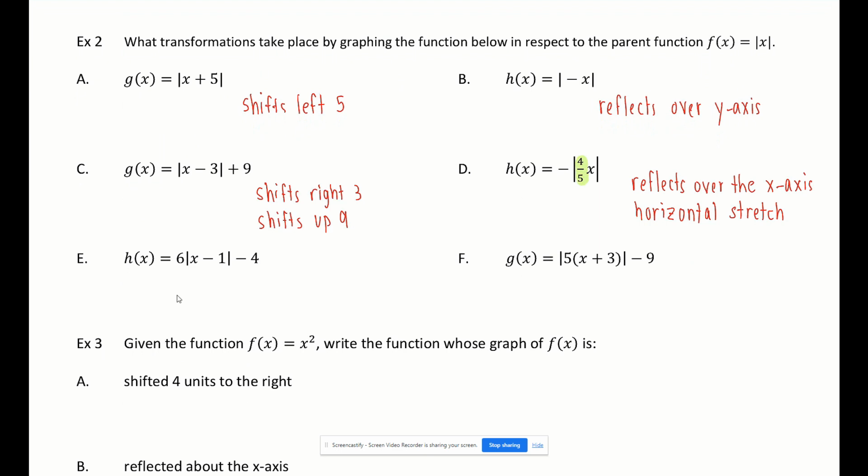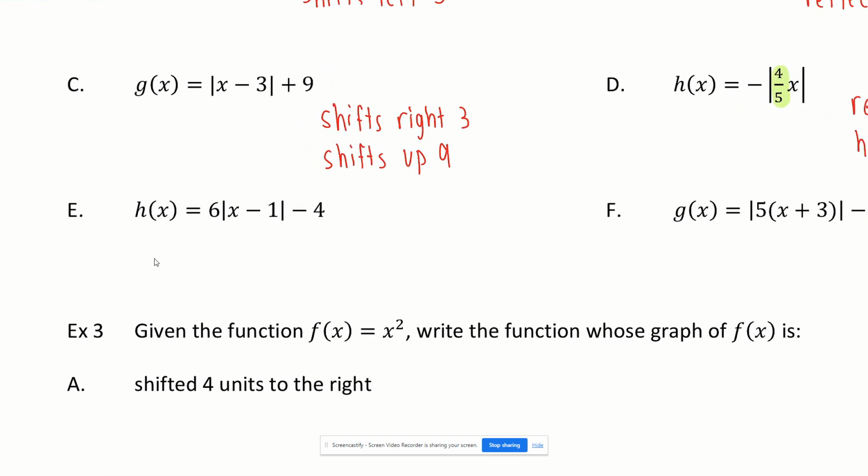Okay? Letter E has 3. So first, let's start with that 6. I'm multiplying by 6. Where? Outside. Okay? So that's a vertical dilation, right? Multiplying by 6. Remember what we said 6 does? It's greater than 1. So it's got to get more narrow. What move vertically makes it more narrow? A vertical stretch where I pull it up and down, or a vertical compression where I smash it? Well, this is clearly a vertical stretch.